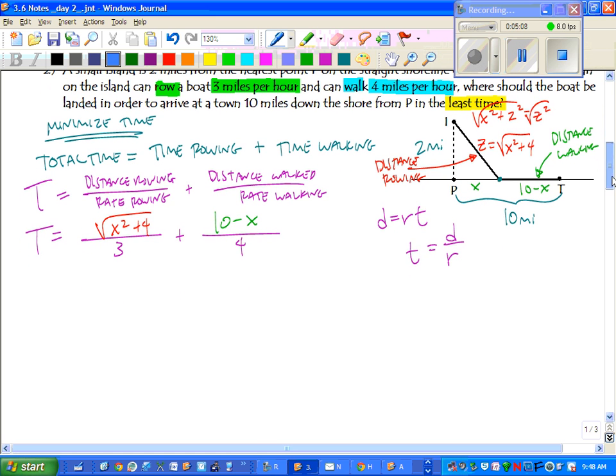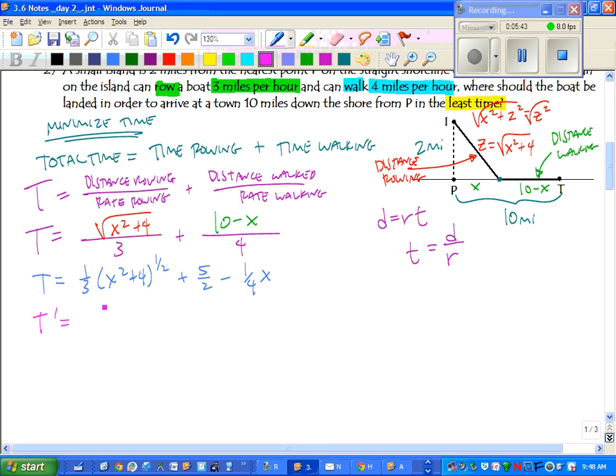So we're going to have to take the derivative of this. But before we do that, let's simplify what we're working with to make our derivative a little bit easier. We can write this as 1/3 times (x squared plus 4) to the 1/2, plus over here we can divide these. 10 divided by 4 is 5/2, minus 1/4 x. Right, so just taking each of these terms divided by 4. Now this is in a nicer fashion for us to actually go ahead and take the derivative.